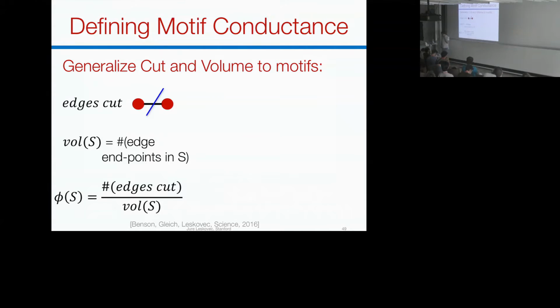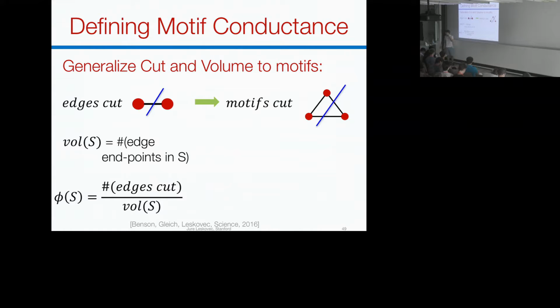The way I can do this is very, very natural. I need to define this cut metric. How many edges do I cut? If I don't care about edges, but I care about motifs, then I can define how many motifs I cut. So I ask how many motifs are there where one part of the motif is on one side of the cut and some other part of the motif is on the other side of the cut. I'm asking how many instances of a motif do I cut? Okay, that's the cut metric.